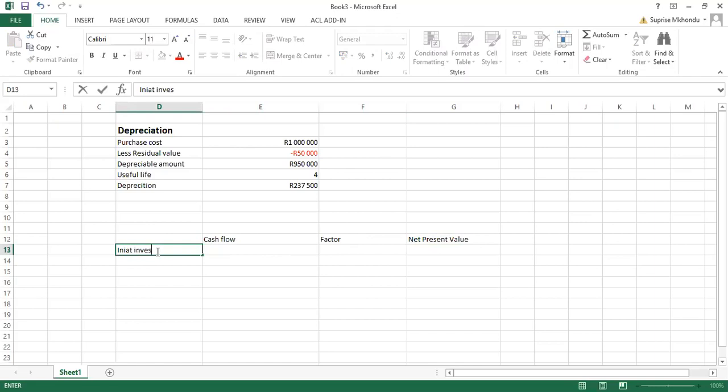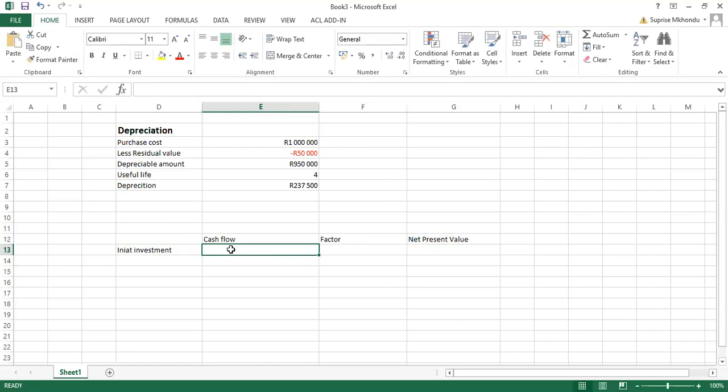Initial investment. So how much is our initial investment, guys? I know I've done this last week. Don't disappoint me, guys. I explained this actually 3 times. Come on, guys, let's push. How much is our initial investment? 1 million.